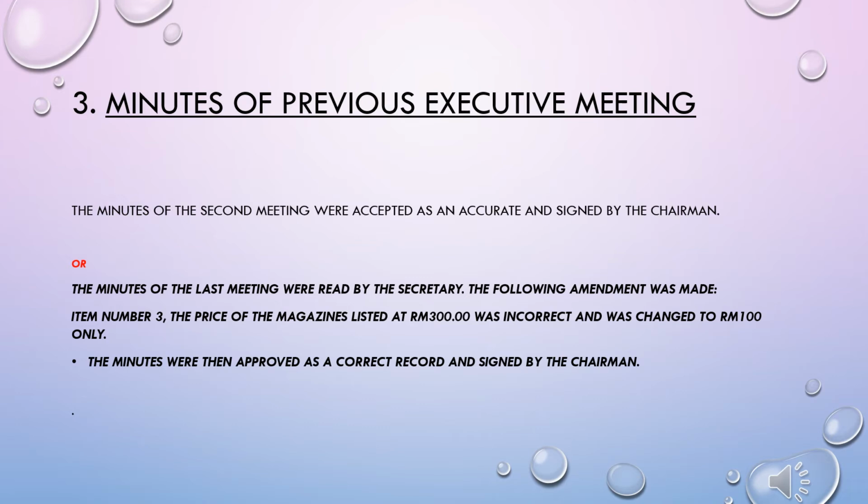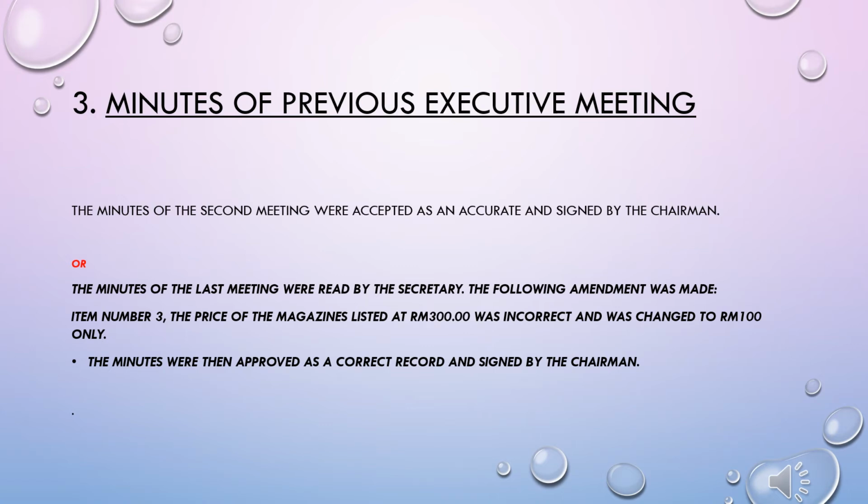The third item in the minute of meeting is the minute of the previous executive meeting, and again, this is also compulsory, like the second item. If there are no amendments or corrections, you might write, the minute of the previous meeting was accepted as accurate and signed or verified by the chairman. If there are amendments to be made, you have to specifically describe the amendment.